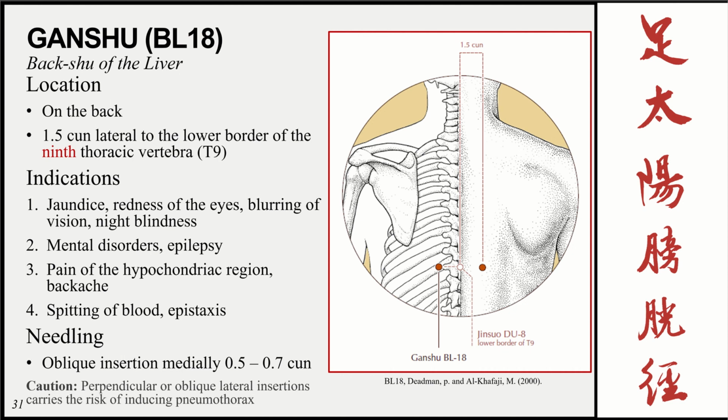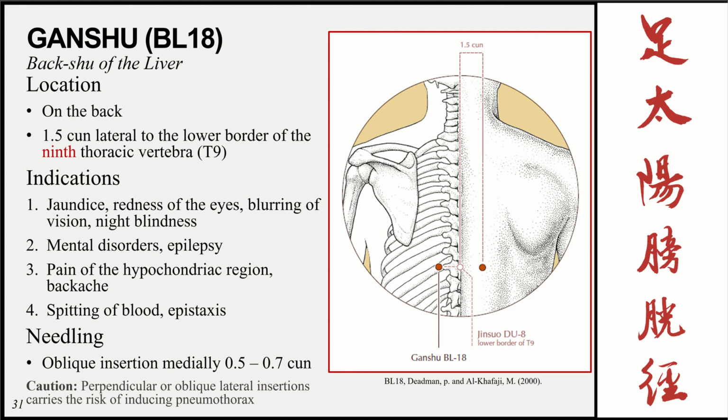This point is good for treating conditions of the liver, such as jaundice, and then the redness of the eye and the vision and the night blindness. That's because we believe the liver in Chinese medicine governs the eyes. So these are conditions of the eyes. Also, this meridian runs to the eye. So there's two reasons why it can treat these conditions.